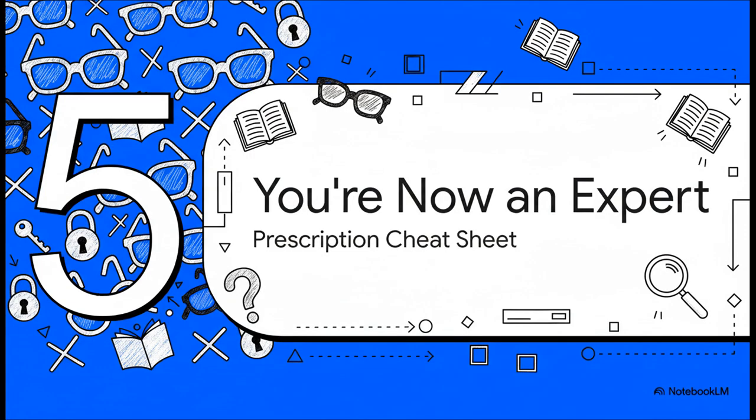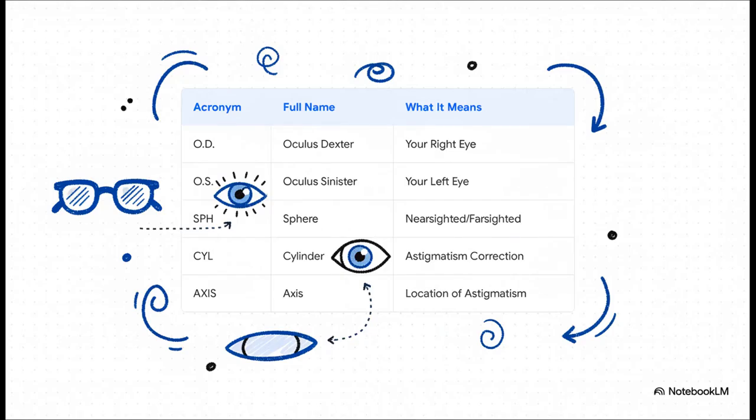And that's it. You've done it. You have officially cracked the code. To help it all stick, let's do a super quick recap with a little cheat sheet that puts all the key terms right in one spot for you. Here it is, short and sweet. OD is your right eye, OS is your left. SPH, or sphere, handles your main correction for being nearsighted or farsighted, and CYL and axis are the dynamic duo that work together to correct for astigmatism. See? That's the core of it, right there.